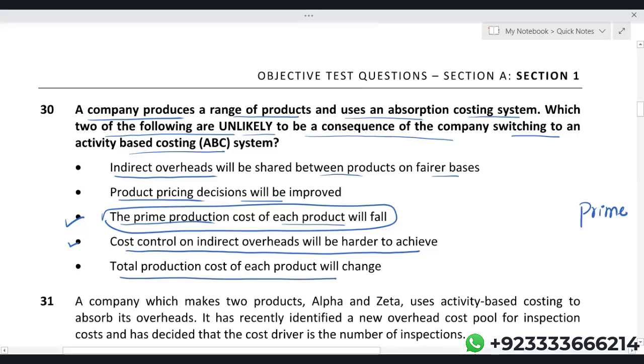Total production cost of each product will change. Yes, definitely it will change. So the answer is 3 and 4. These are the two characteristics. The first, prime production cost, has no impact whether you go for ABC or not. And the incorrect statement is that cost control of indirect overhead will be harder to achieve. Actually, it will be easier as compared to absorption costing.